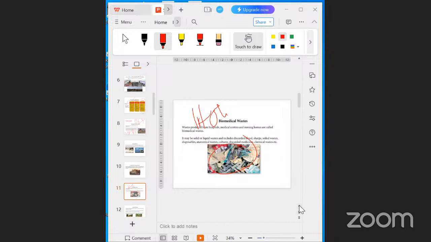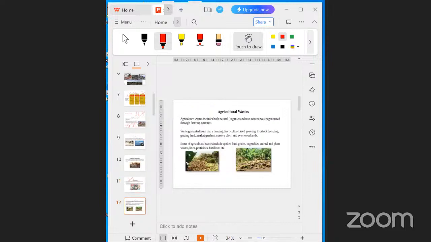And next one is agricultural waste. These are wastes generated by agricultural activities. What are the agricultural activities? It includes both natural and non-natural waste, generated from farming activities. Examples are dairy farms, horticulture, seed growing, livestock breeding, grazing land, market gardens, nursery plots, and even woodlands. Some examples include spoiled food grains, vegetables, animal and plant waste, and also some pesticides and fertilizers, right?